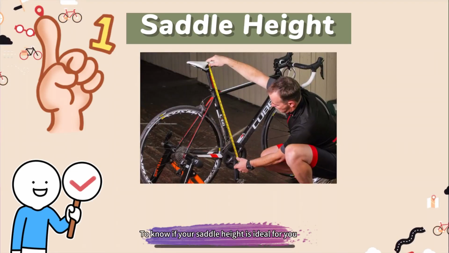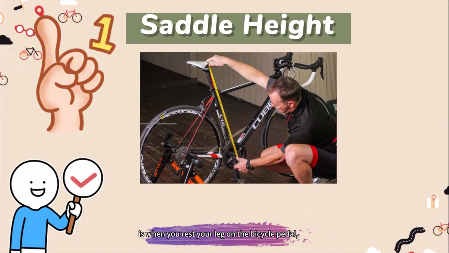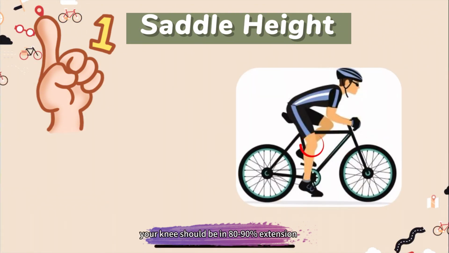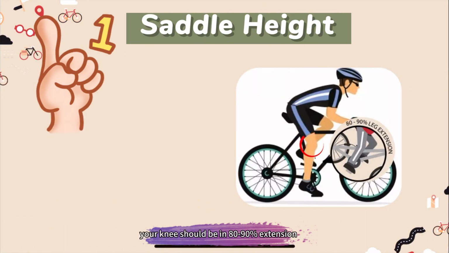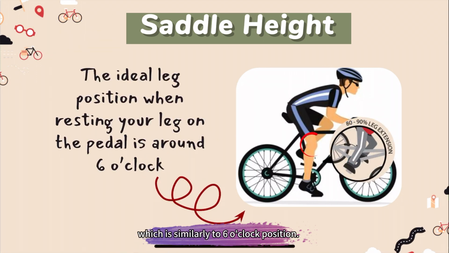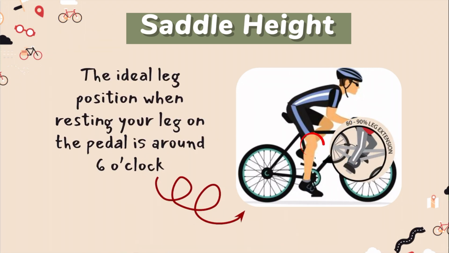To know if your saddle height is ideal for you, when you rest your leg on the bicycle pedal, your knee should be at 80 to 90% extension, which is similar to the 6 o'clock position.